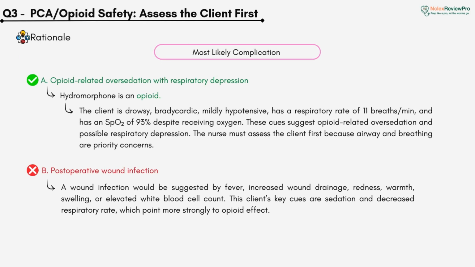For the most likely complication, Option A, opioid-related oversedation with respiratory depression. This is correct. Hydromorphone can depress the central nervous system and slow respirations. The drowsiness, slow response, respiratory rate of 11, low pulse, mild hypotension, and oxygen saturation of 93% on oxygen all support this complication.